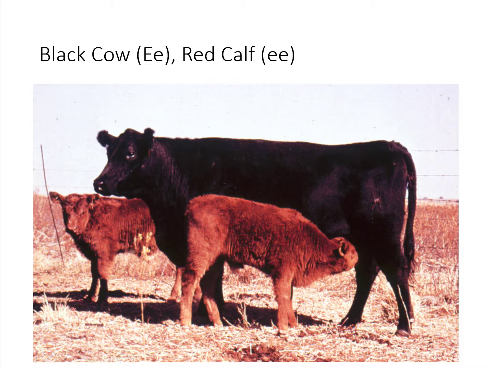And for this black cow, she has 2 red calves, so we know they have to be little e, and she has to have at least 1 big E to make her that black coloration. And we know she's a heterozygote because she has 2 red calves, so she is big E, little e.